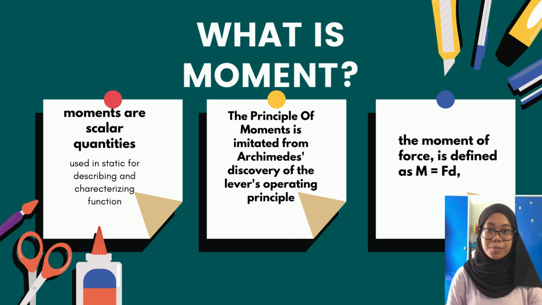The principle of moment is immediate from Archimedes' discovery of the lever's operating principle. He created physical modeling as well as the mathematics required to do so. Within the lever, a force, most typically a human muscle, is applied to an arm or a beam of some kind. Archimedes stated that the moment of force is defined as M equals F times D, where F is the applied force and D is the distance between the applied force and the object.